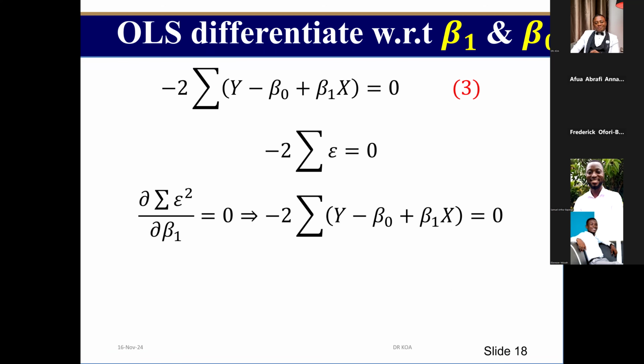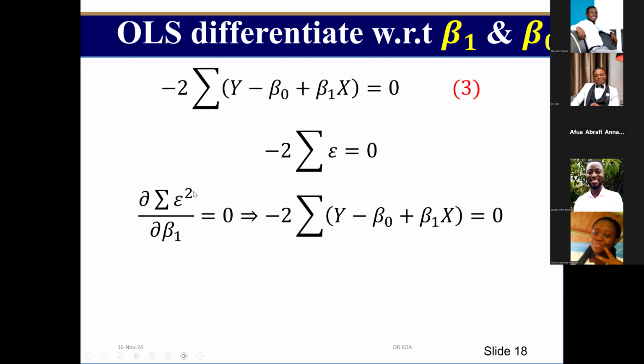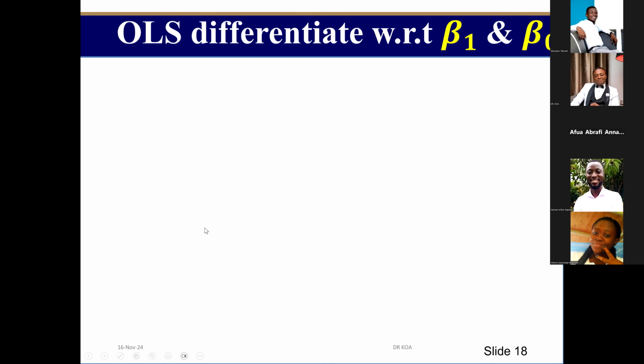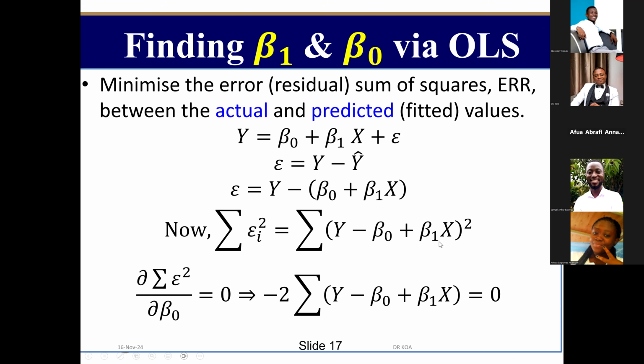You can do the same thing for the beta 1. So this one is for the beta 1. I'll conclude on each one of them very soon, don't worry. So you take this one, you also differentiate that whole equation with respect to beta 1. Now remember, when you go to the equation, beta 1 has x attached to it. Of course, you have to take the 2, multiply it by the sigma. Yes, Ebenezer.